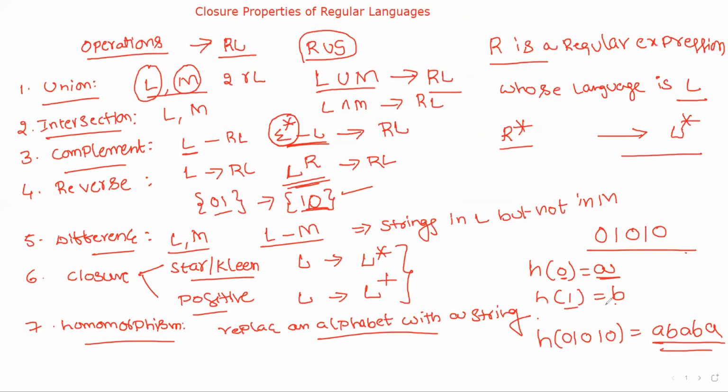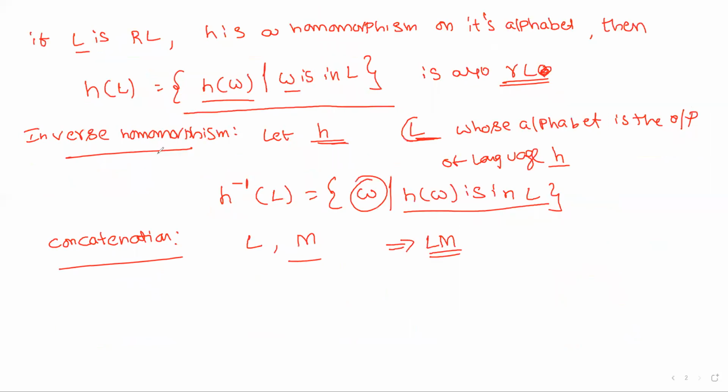So briefly, these are the operations under which regular languages are closed: union, intersection, complement, reverse, difference, closure, homomorphism, and inverse homomorphism.